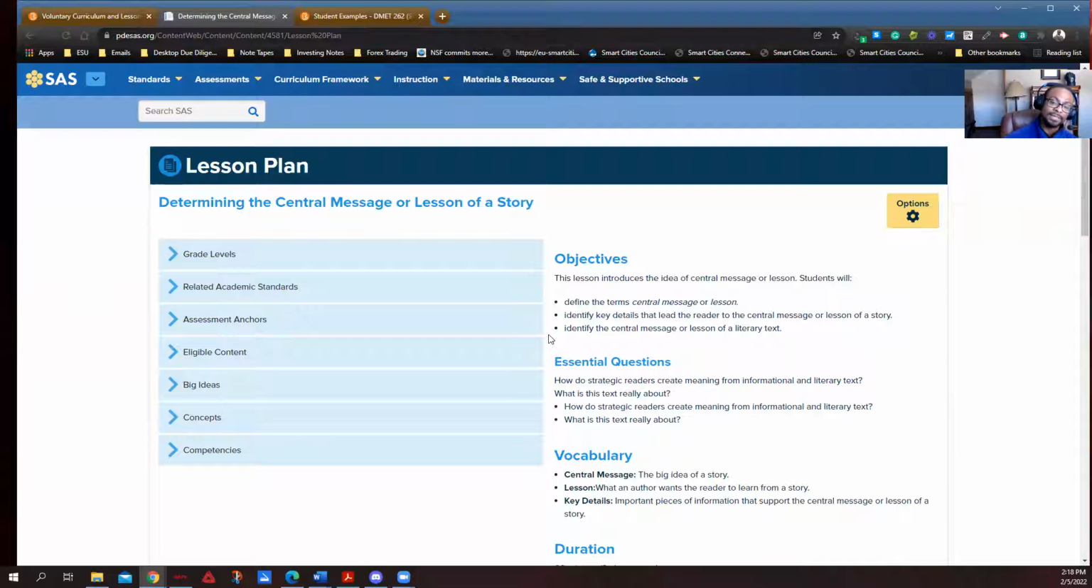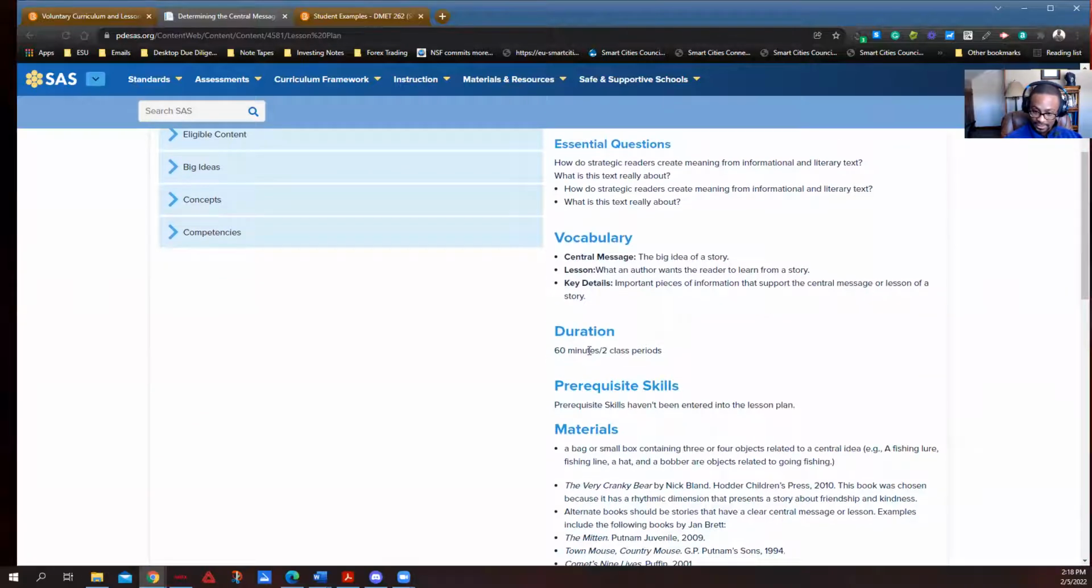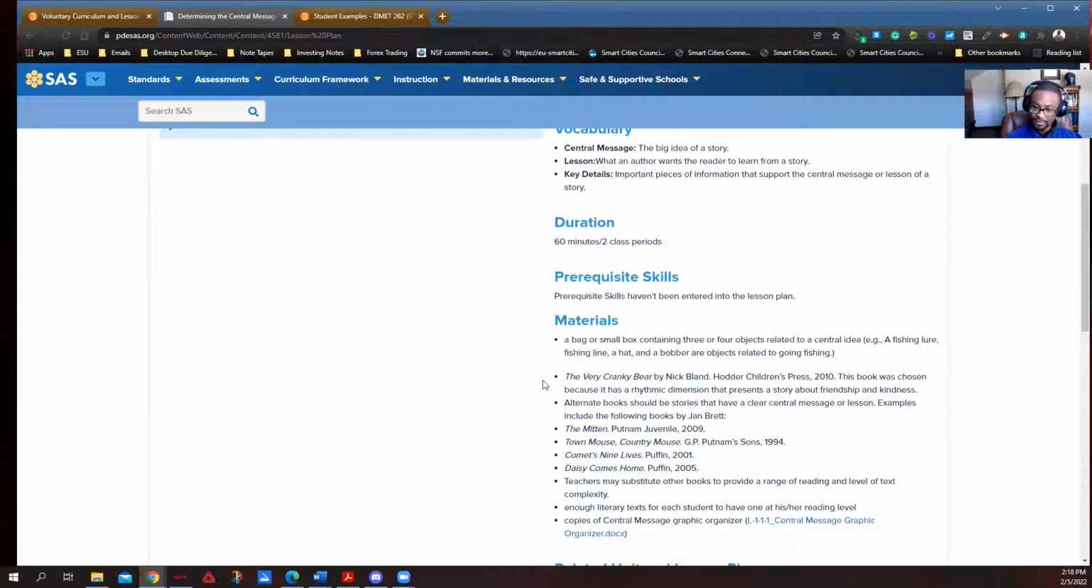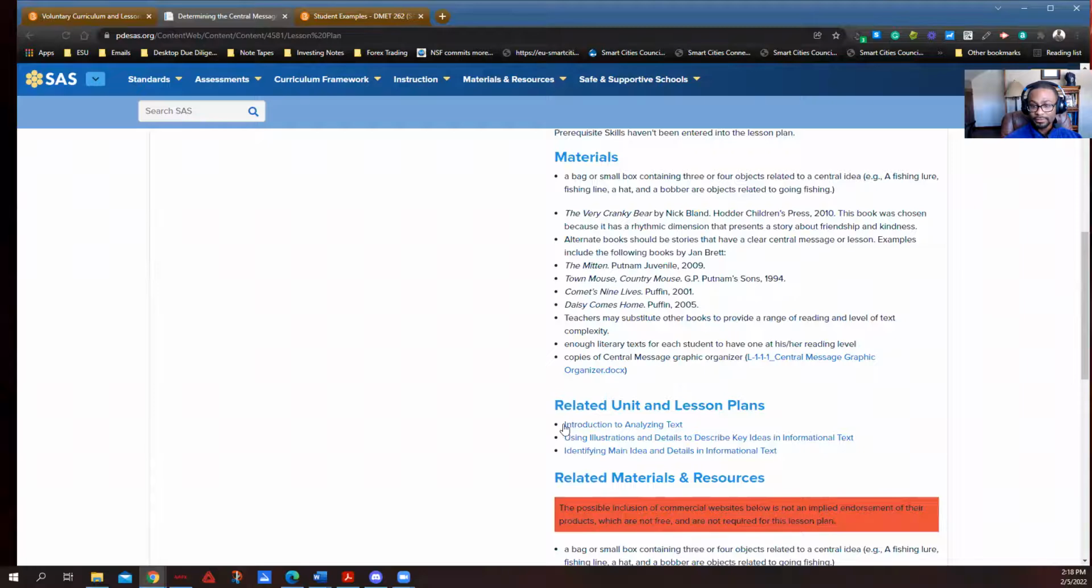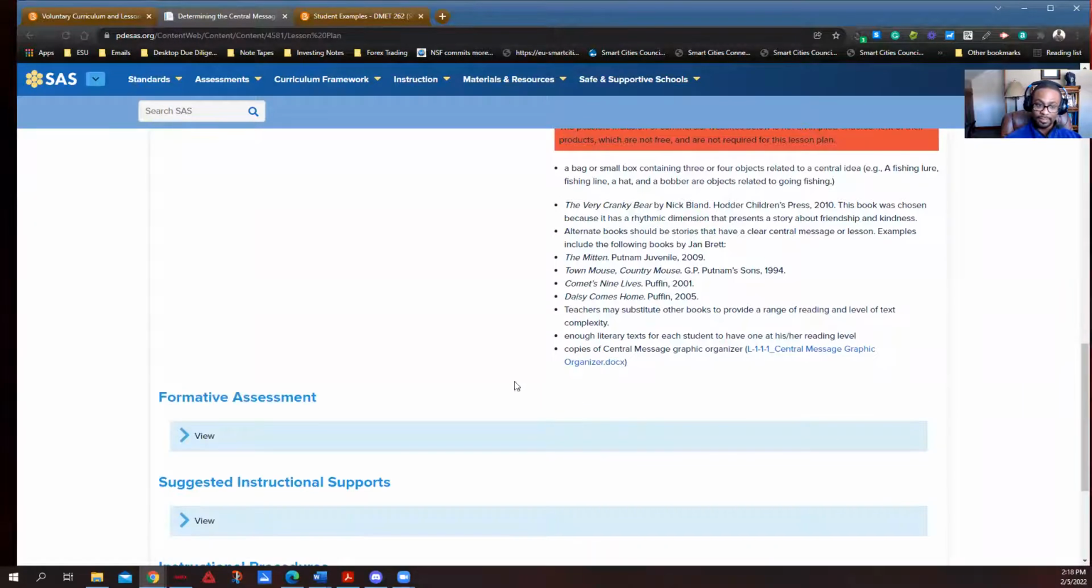So what we see here is a lesson that's designed to go to scale. So it's a template, it can be improved. There are some essential questions. We got some vocab. It's going to be 60 minutes, prerequisite skills. Here are the materials. Here are some support and some related materials.